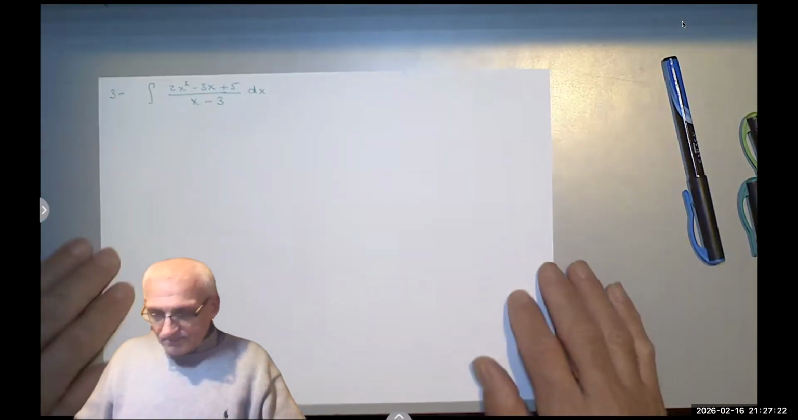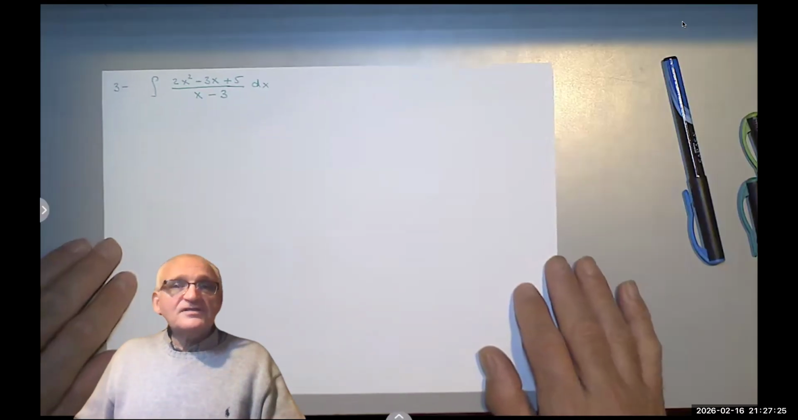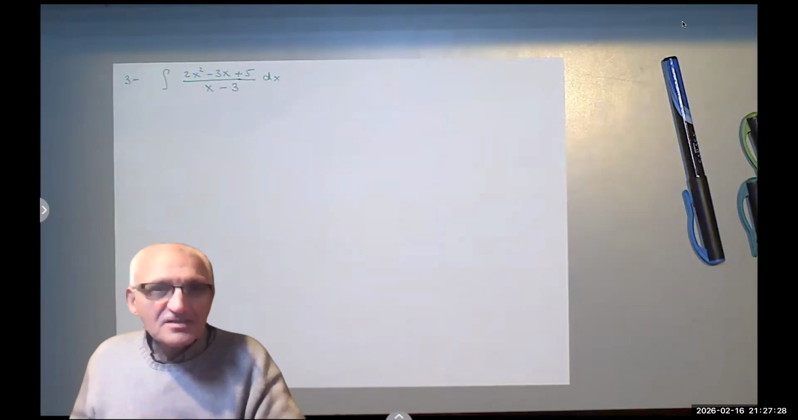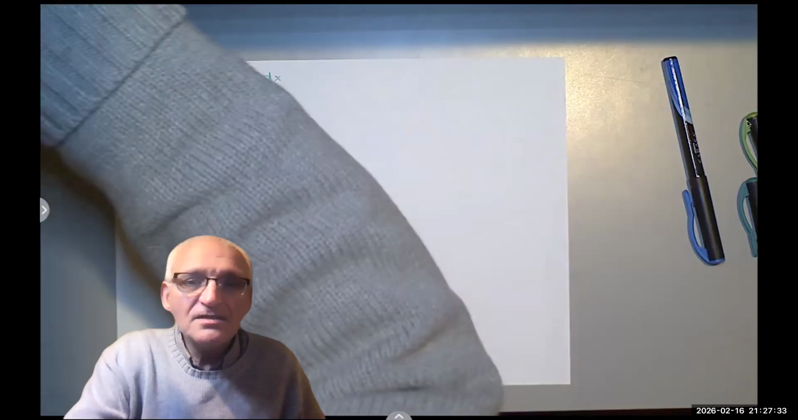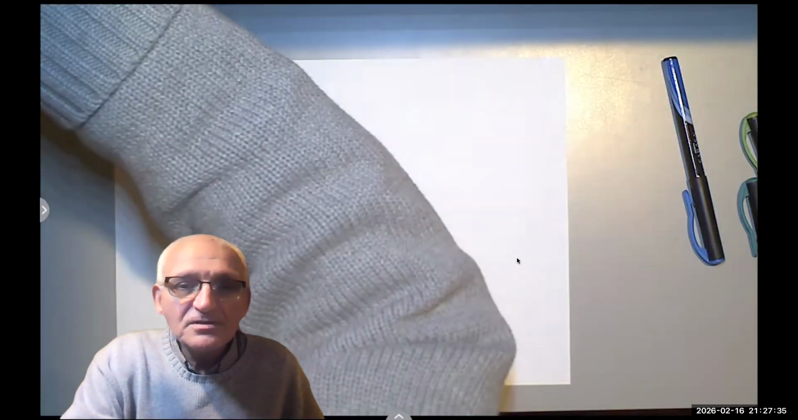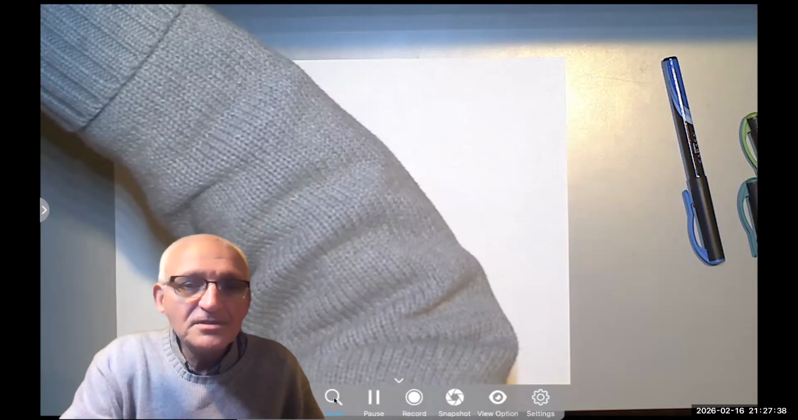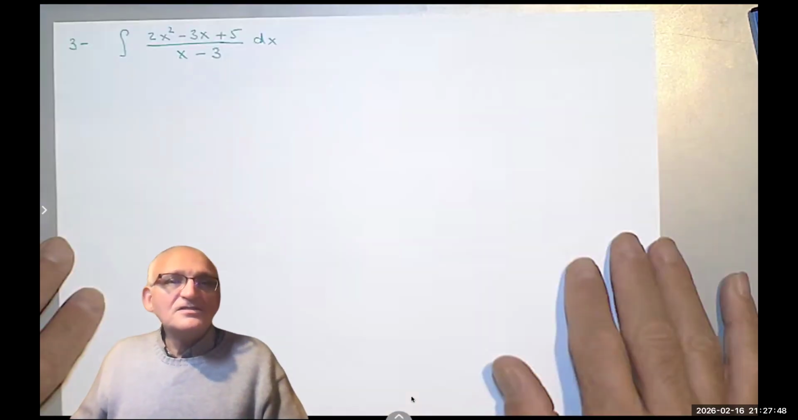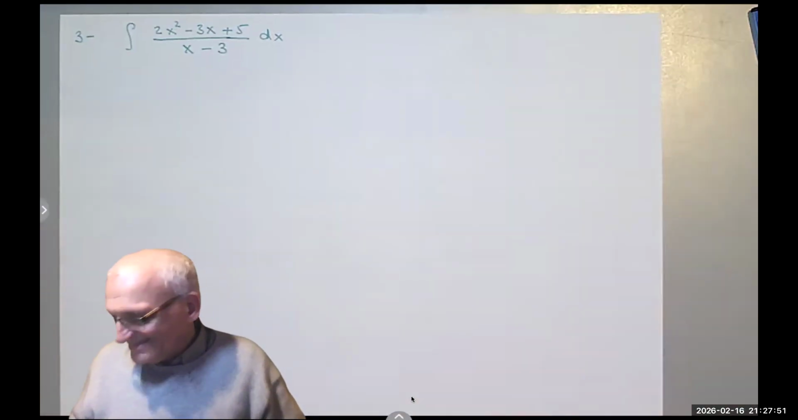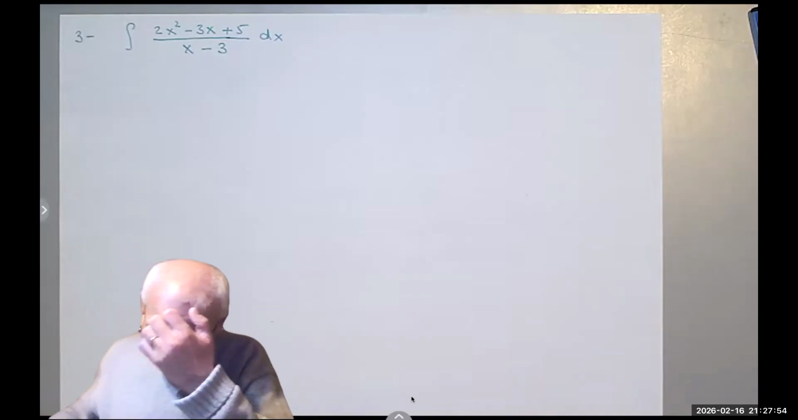In fact, it was my third, but I want to present it second. I want to integrate this ratio 2x squared minus 3x plus 5 over x minus 3. I think I need to enlarge. Let me try to enlarge that a little bit because for some reason the screen is not large enough. Okay, so here it is. I don't want you to have trouble watching that.